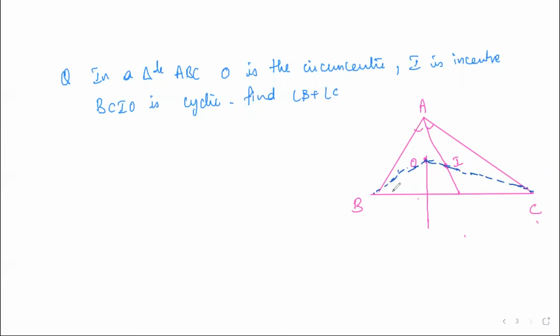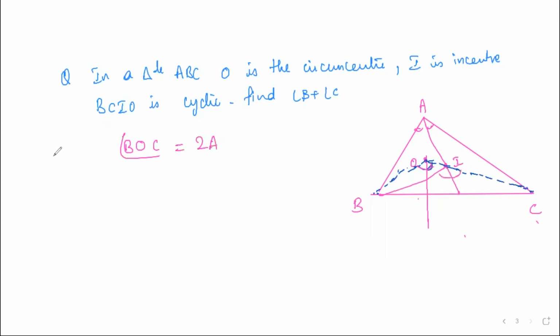And suppose the angle at O if I wanted to find. So I'll join this. Angle at O if I want to find. We know that angle on the circumference and angle at the center for circumcenter, it is BOC is 2 times A.